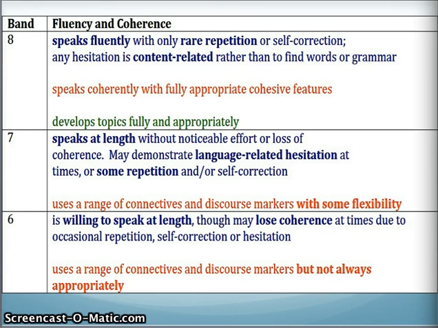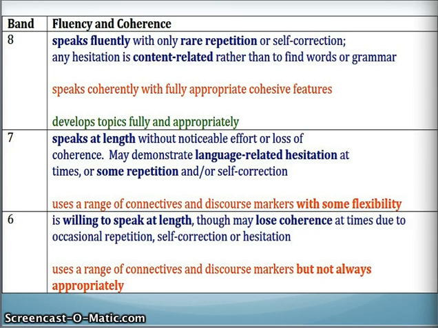Now look at the phrases in red. For band 8, you need to speak coherently with full appropriate cohesive features. Speaking coherently means logically connecting your thoughts with each other. In order to logically connect your ideas, you need to use cohesive features. That is, linking words, such as on one hand, on the other hand, moreover, furthermore, however, etc. Again, all these recommended phrases are available in the speaking section of my blog.